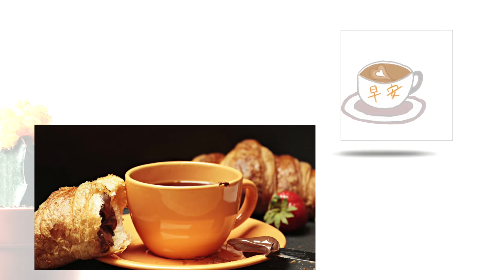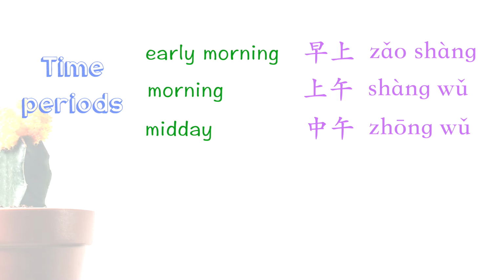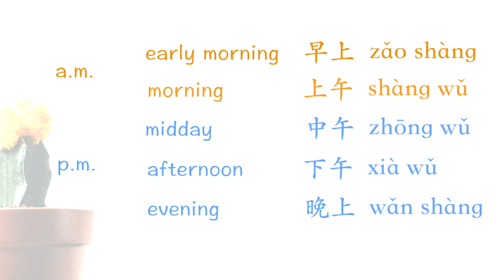Today we'll learn 5 essential time periods in a day. They are 早上 early morning, 上午 morning, 中午 midday, 下午 afternoon, 晚上 evening. There are plenty of other words to show time periods. These are the most common ones. These words help indicate AM or PM in Mandarin.